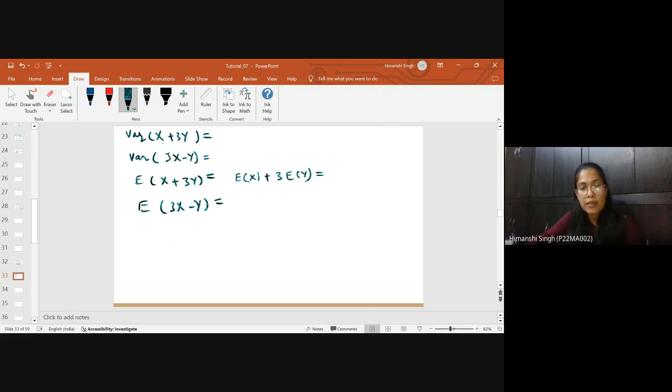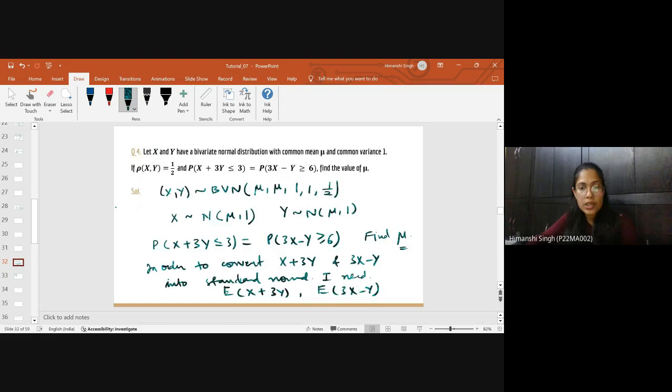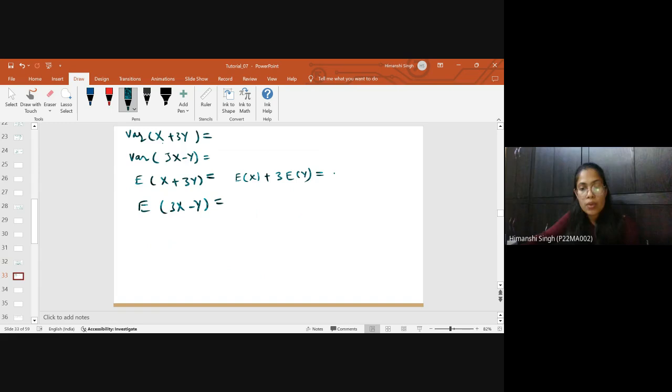Now what is expected value of x? x is a normal random variable with mu comma 1. For a normal random variable, the expected value of x is the mean, nothing but the mu parameter. So it will be mu, and y is again the same random variable with same distribution. So this is again mu, so it will be 3 mu, so it will be 4 mu.